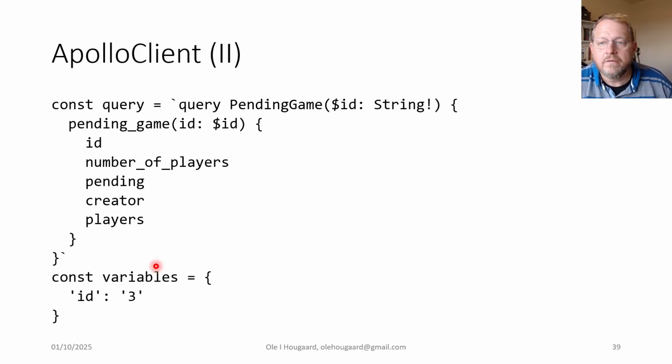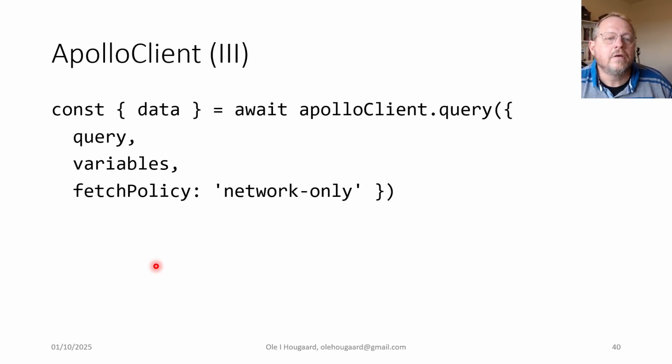So this is exactly the same slide. The queries and variables are not dependent on your choice of API. They are dependent on GraphQL as such. And then you can query like this. I can query with the query variables, and I query with the fetch policy network only.